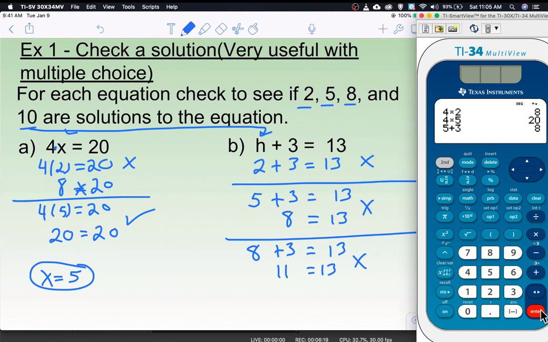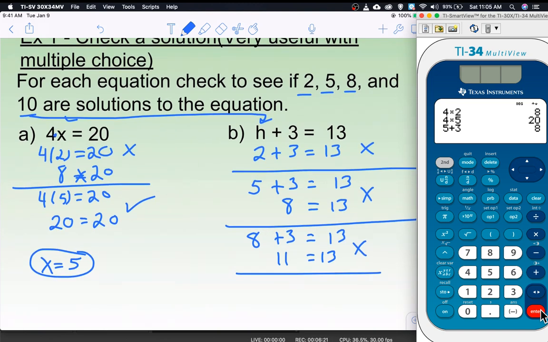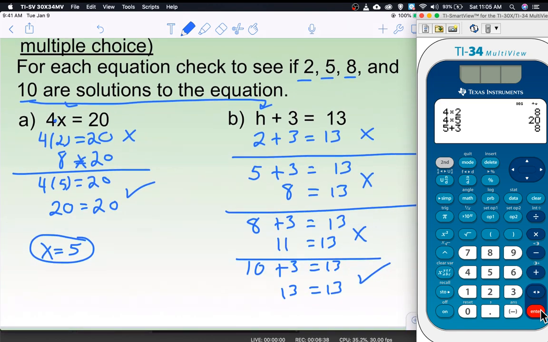10. If I plug in 10, does 10 plus 3 equal 13? Yes, because right here, my equation is true. Both sides of the equal sign are finally the same. 13 equals 13. That is the correct solution. So the answer is, when H equals 10, we have our correct solution.